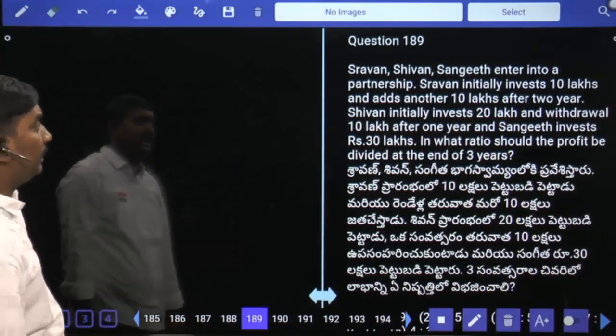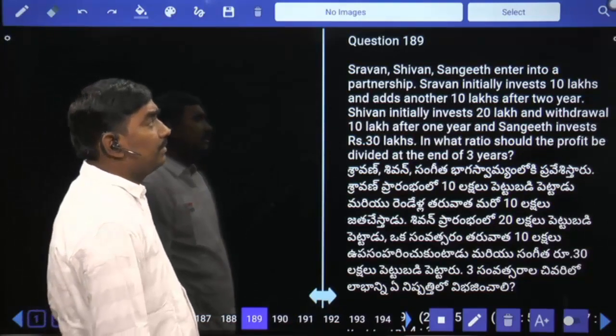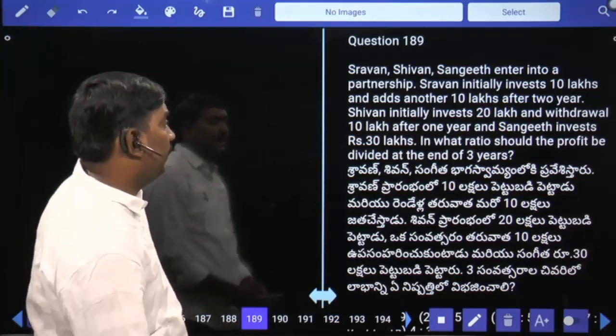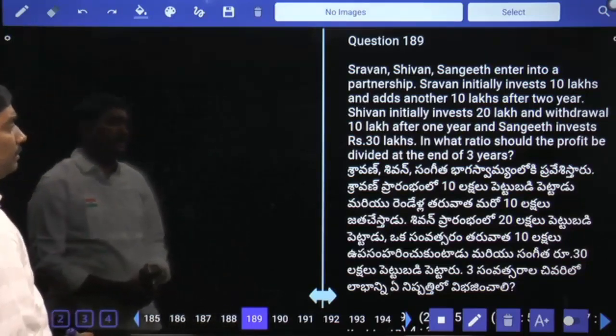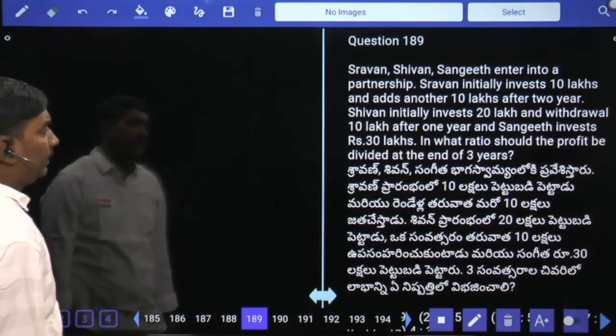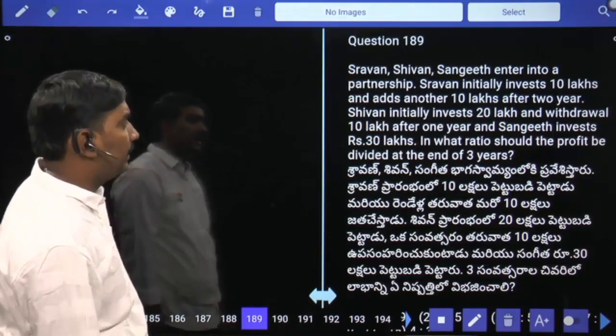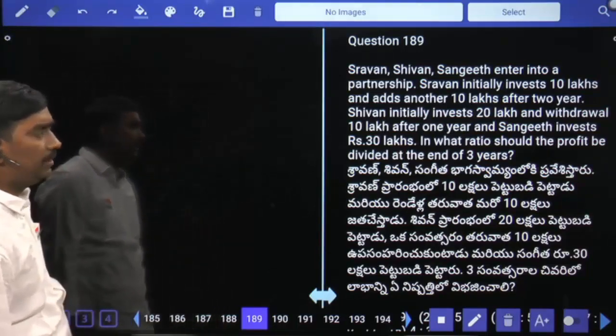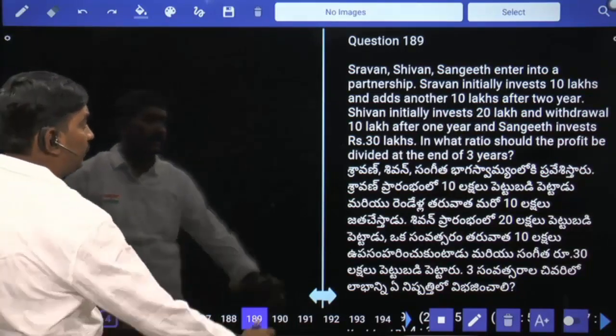Shravan, Shivan, Sangeeta enter into a partnership. Shravan initially invested 10 lakhs and adds 10 lakhs after 2 years. Shivan initially invested 20 lakhs and withdraws 10 lakhs after 1 year. Sangeeta invested 30 lakhs. In what ratio should the profit be divided at the end of 3 years?